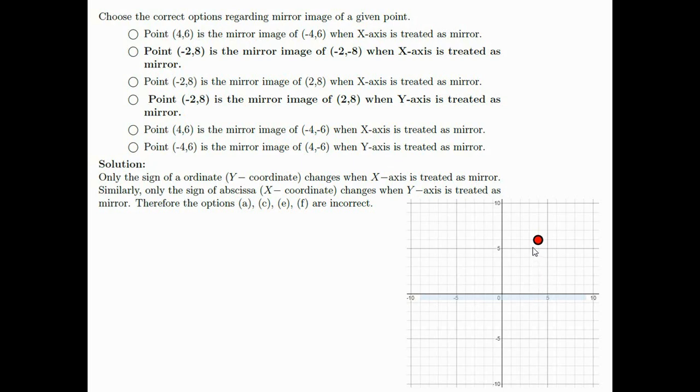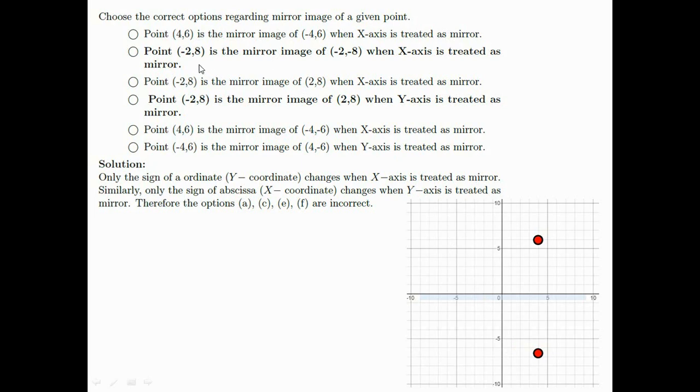Now the question is whether it is the mirror image of minus 4, 6. So minus 4 comma 6 should be in the second quadrant, right? So the first, second, third, fourth quadrant. But the mirror is taken along the x-axis, so the image should be at this point, which is 4 comma minus 6. So this option is wrong.